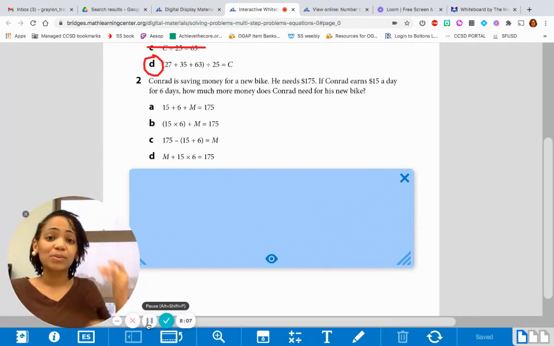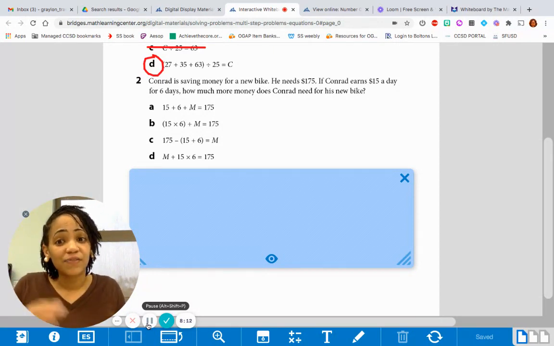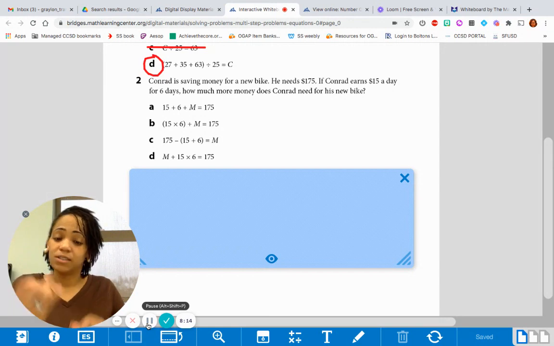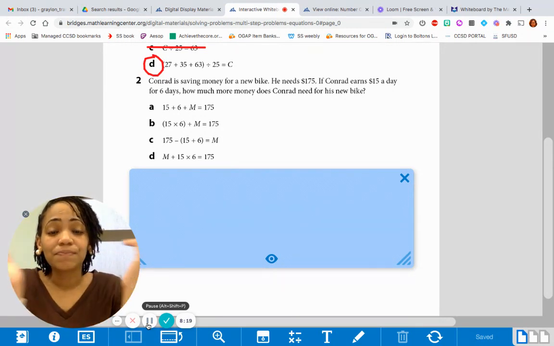Okay, so I'm helping you out with this one. If I put it in my own words, I know he needs $175. He gets $15 a day for 6 days. So 15, 15, 15, 15, 15. How much more money does he need?